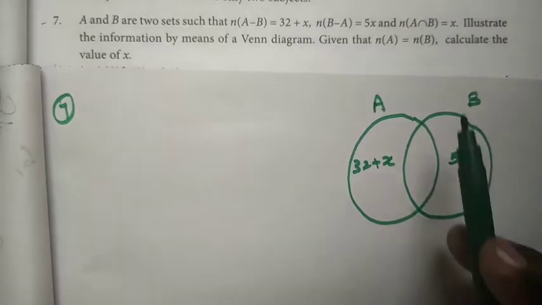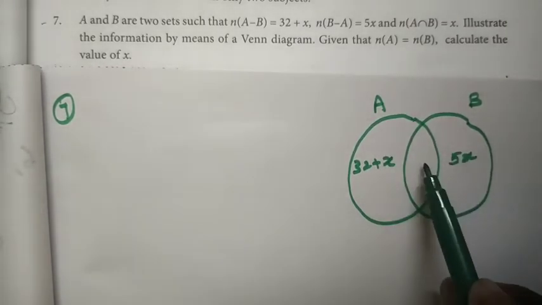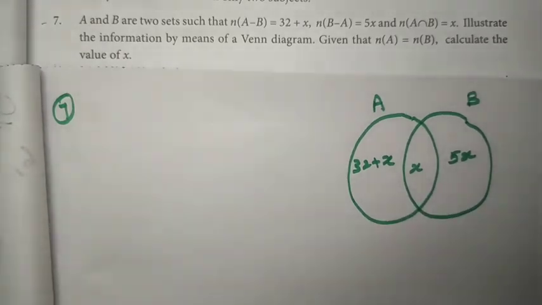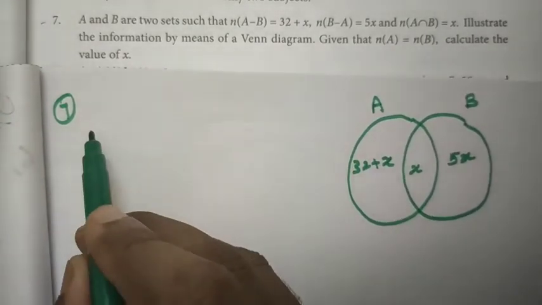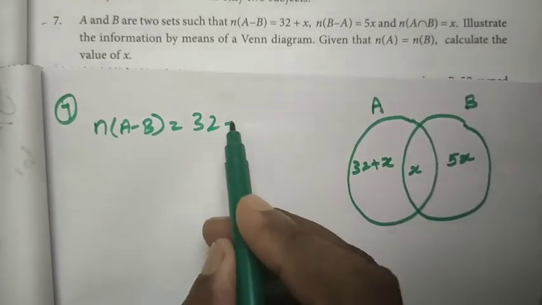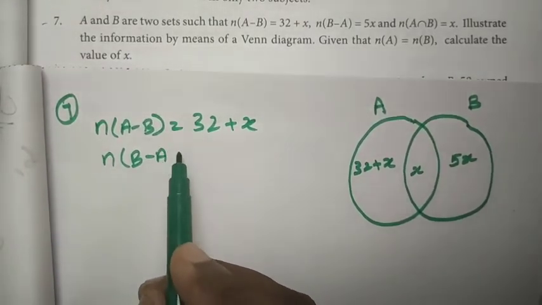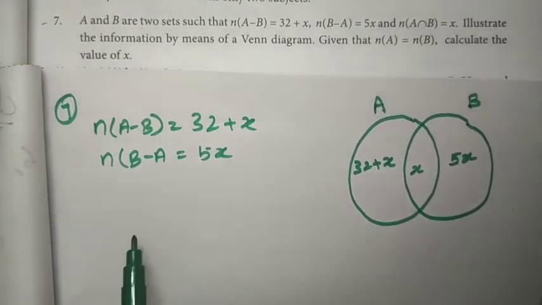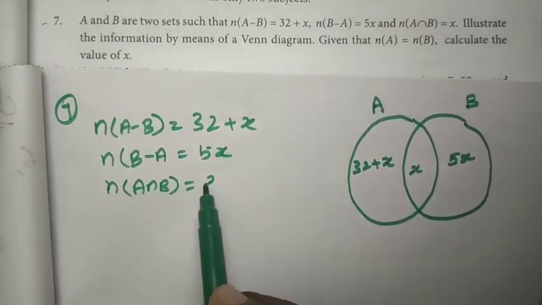This is 5x. A intersection B means the common place of A and B, that is x. Now the condition is given as n of A is equal to n of B, right? So n of A minus B is equal to 32 plus x. n of B minus A is equal to 5x. n of A intersection B is equal to x.